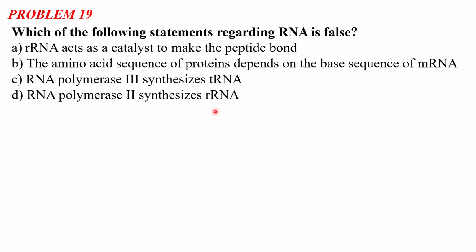I will only wait for a minute because we don't have much time. Let me know in the chat box if A, B, C or D will be the correct answer regarding RNA. Number A, rRNA acts as a catalyst to make the peptide bond. Number B, the amino acid sequence of proteins depends on the base sequence of mRNA. Number C, RNA polymerase 3 synthesizes the tRNA. Number D, RNA polymerase 2 synthesizes the rRNA. Which of the following statements regarding RNA is false?